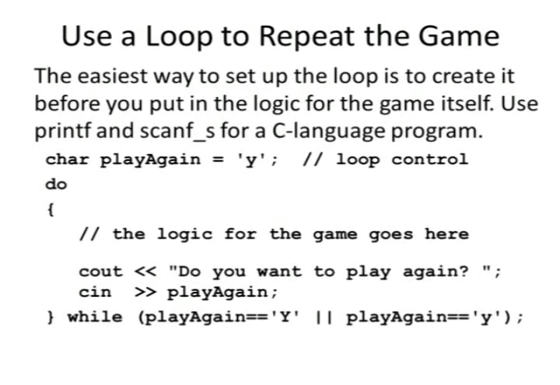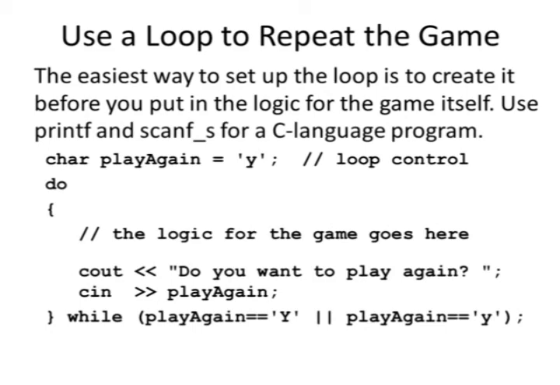The easiest way to set up a loop is to create it before you put in the logic for the game itself. If you're using the C language, you have to modify this code to use printf and scanf_s. Here's an example. I'll define a character variable that says play again, and I'll initialize it to a small y. Then I can say do, open curly brace, and all the code for the game goes in between the curly braces. At the bottom of my block of code, I'll say cout, do you want to play again?